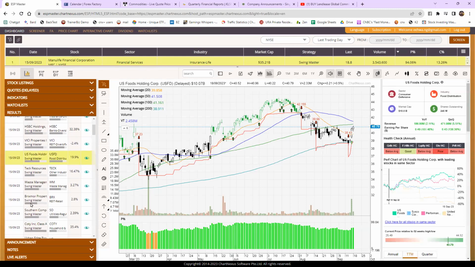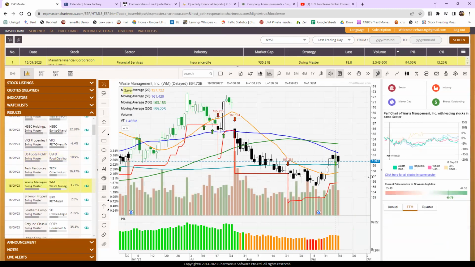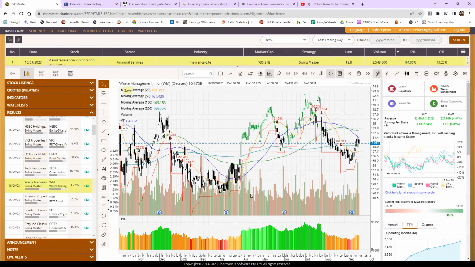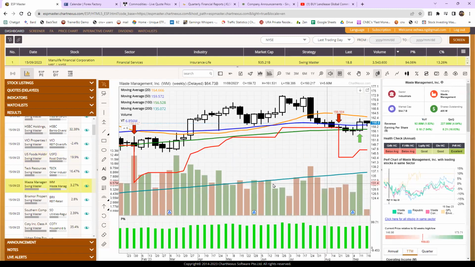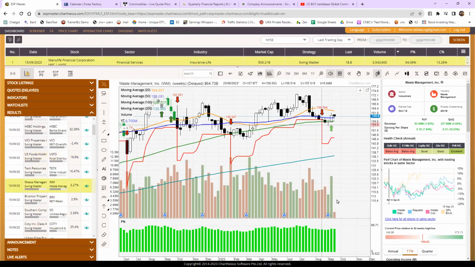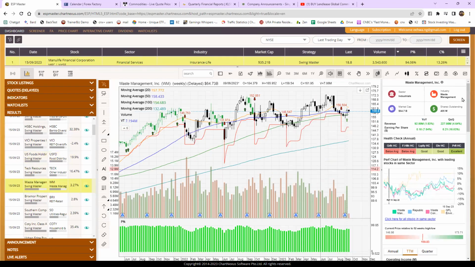Then you can go down the list. I found one more in Waste Management. If you go to the weekly chart, you will see that it is again a high volume reversal on a meaningful support, which is the 100-day moving average, and it's a good company. So use the weekly chart to find the reversal, then go to the daily chart to find the precise entry.